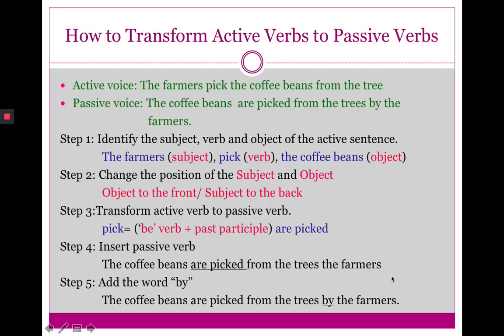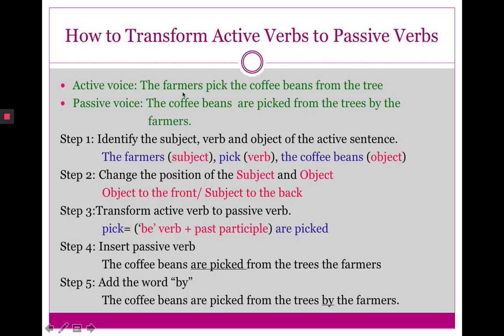Okay, right. So how to transform active verb to passive verb. Okay, so these would be the steps taken to transform them. I hope this is clear, alright, the 5 steps. So I will use these samples to teach you how to transform. Okay, so for example, assume that this is the active voice. The farmers pick the coffee beans from the tree. But when you change into a passive voice sentence, it will become this.